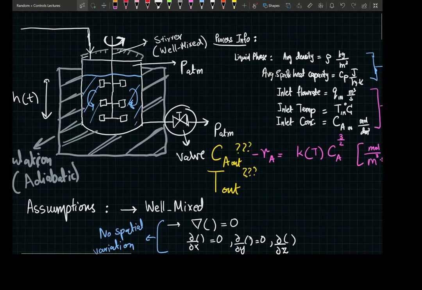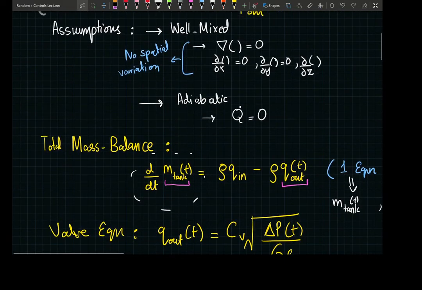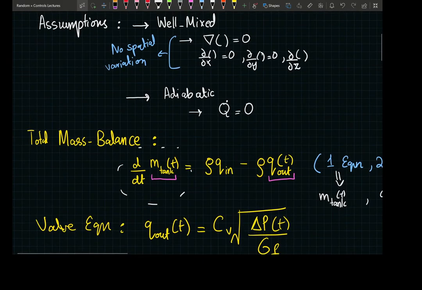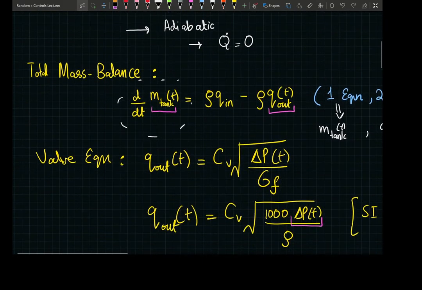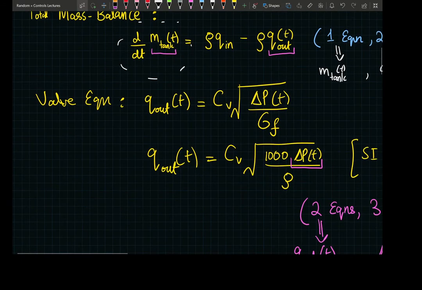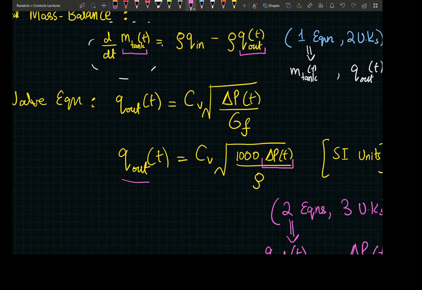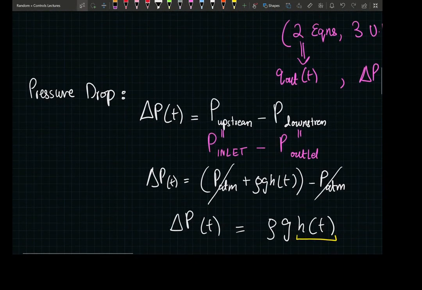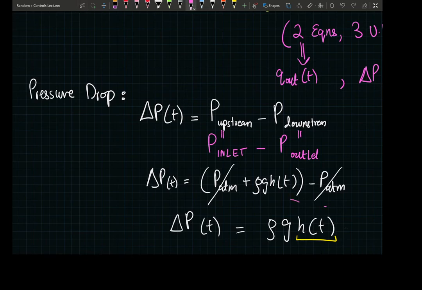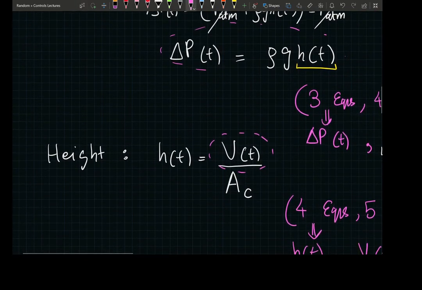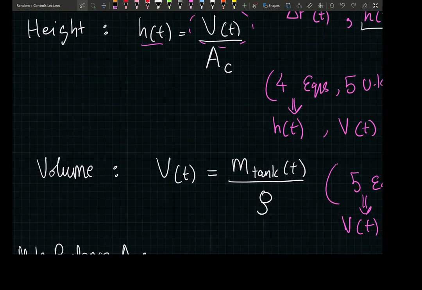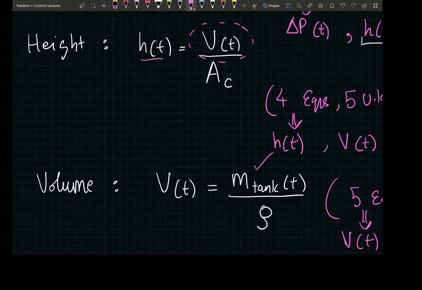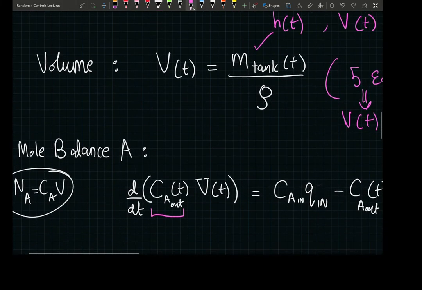We started off with the mass balance, the dynamic mass balance, a simple in minus out, accumulation equals in minus out, total mass conservation. The valve equation was able to give us the outlet flow rate. We needed to model the pressure drop across the valve, and that turned out to be the hydrostatic pressure. And in order to get the hydrostatic pressure, you needed the height. The height was given by the volume divided by the cross-sectional area. Volume of the tank is equal to the mass inside the tank, which was already accounted for in the first equation, divided by the density.